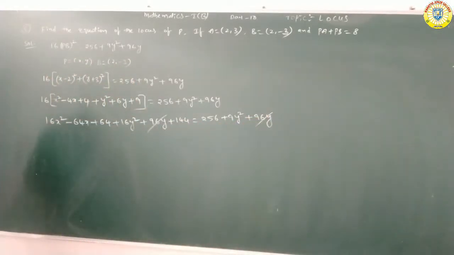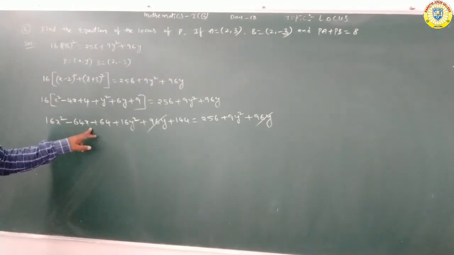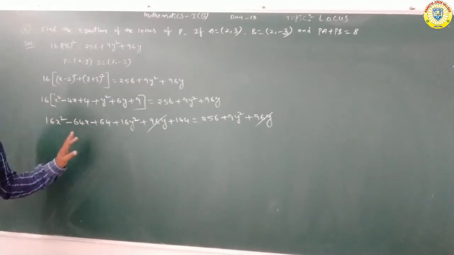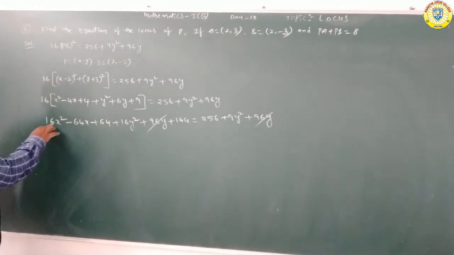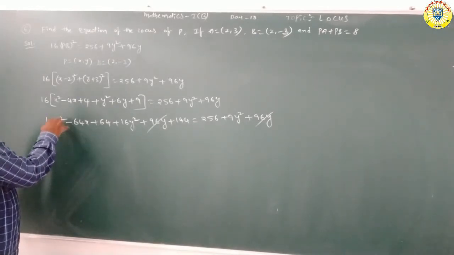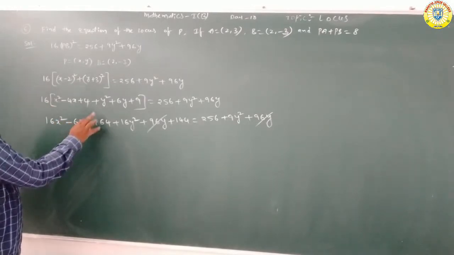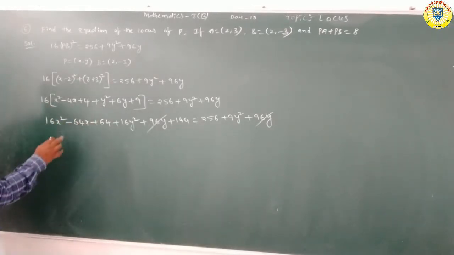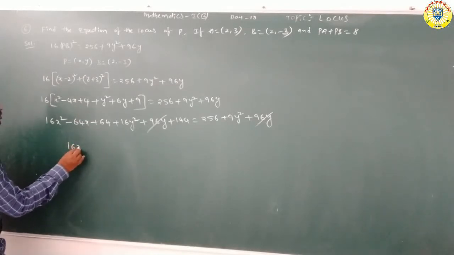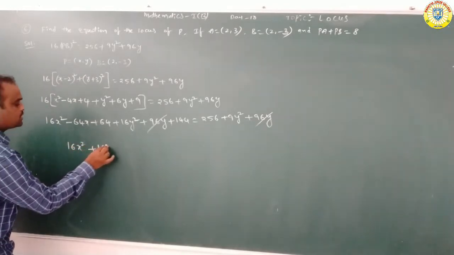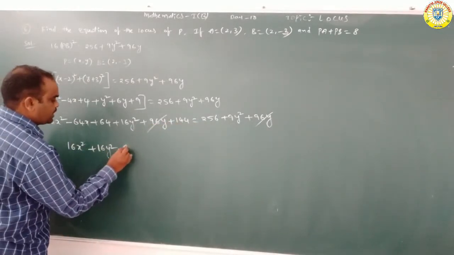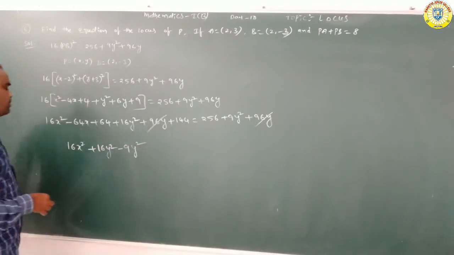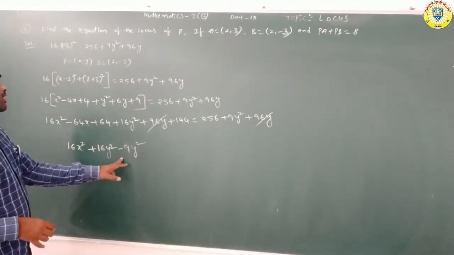96y cancel. So there is the x term, this 64x we are writing as it is. Next see here, 16x square, 64x. Here there is only one x square term. 16x square plus 16y square. On the right side there is 9y square; we are taking it to the left side: 16x square plus 16y square minus 9y square.